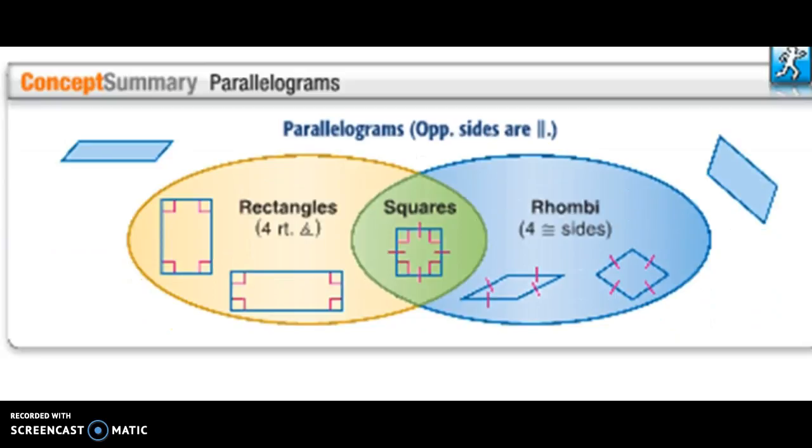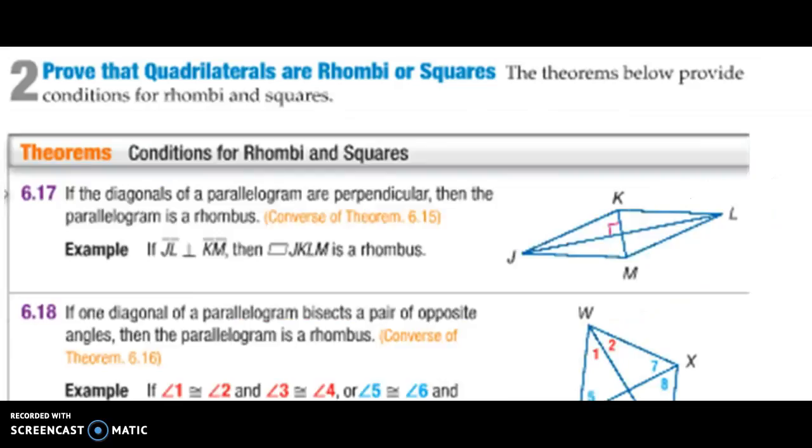So you'll see right here, rhombuses are when you have all four sides equal to each other, rectangles when you have 90-degree angles, and then right here in the middle is a square. All four sides are the same, all four angles are right. So now there's a couple different things that happen when you have to figure out the difference between a rhombus and a square.